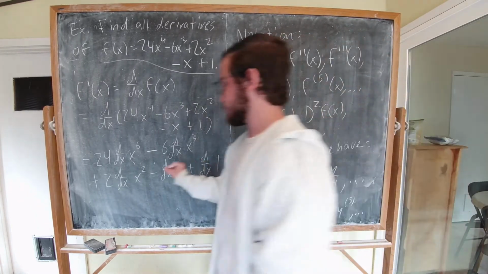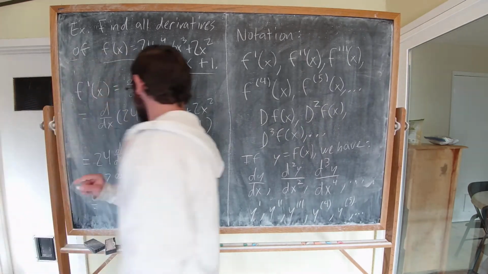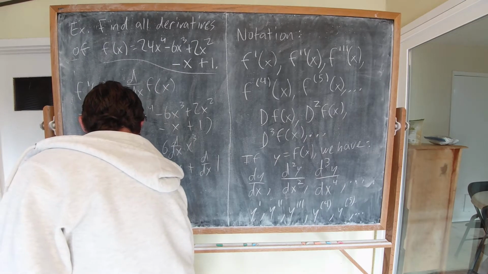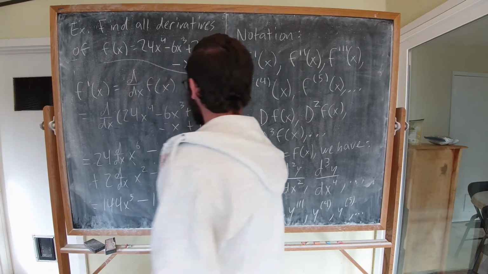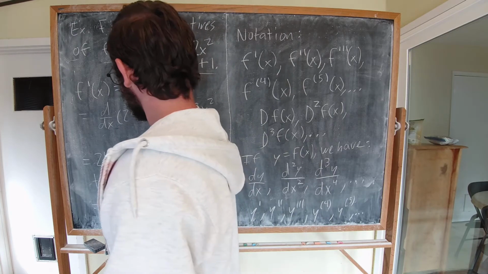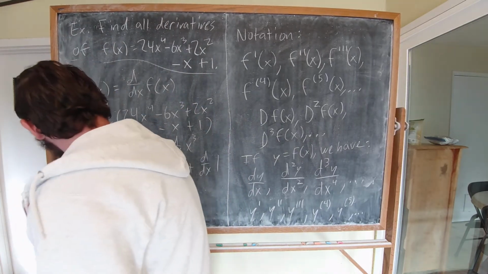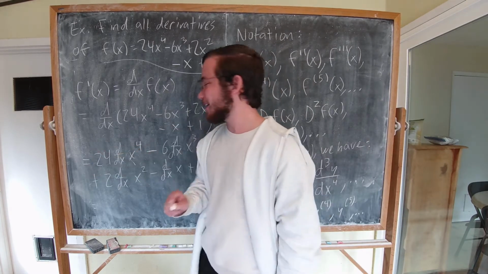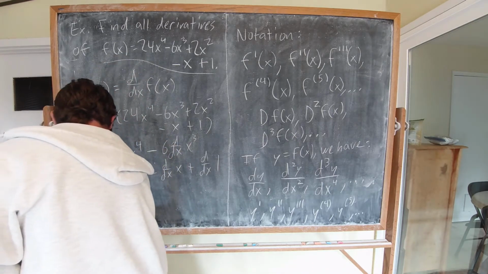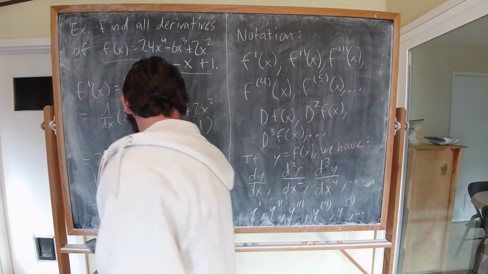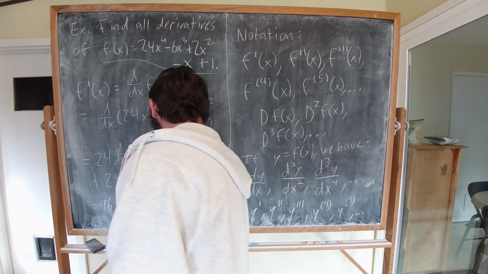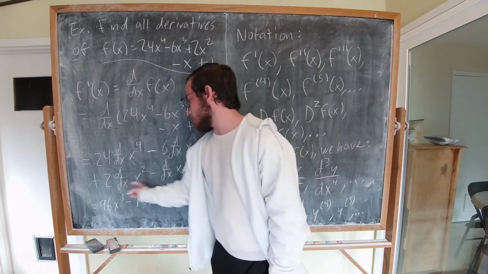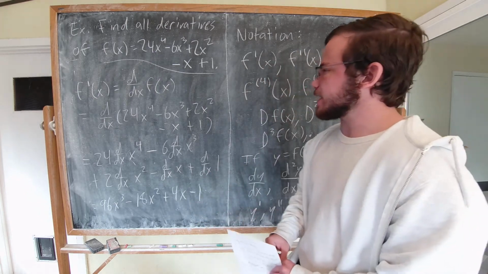And now, applying the power rule and the constant rule, we get, let's see here, 24 times 4 is 96 x cubed minus 18x squared plus 4x minus 1. Wait, I wrote down 6 there, and that should have been a 4. That's not even a math error, that's just me writing things down wrong. So 96x cubed from here, 18x squared from here, and 4x from here, and finally our minus 1 from there. So that's our first derivative, f prime of x.